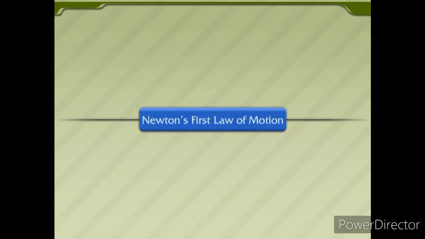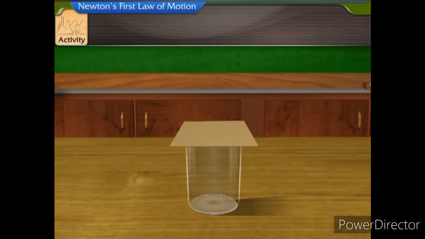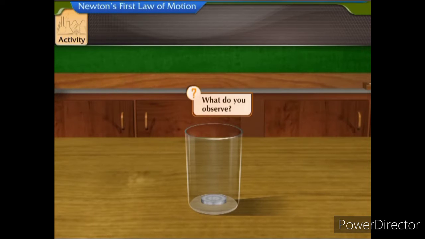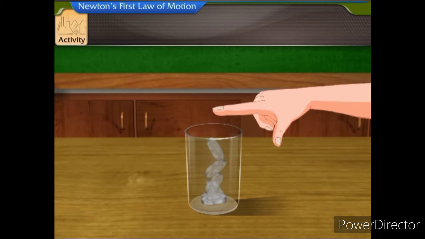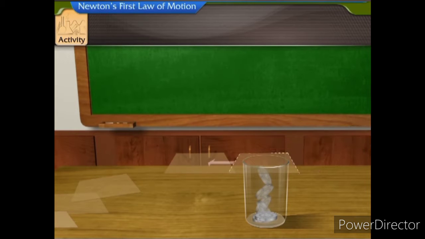Newton's first law of motion. Let us perform this activity to understand Newton's first law of motion. Put a smooth cardboard on a glass. Keep a coin on the cardboard. Flip the cardboard suddenly. What do you observe? The coin falls in the glass. Here, the coin tries to continue in the state of rest. Therefore, it falls down in the glass after removing support instead of moving with the cardboard.